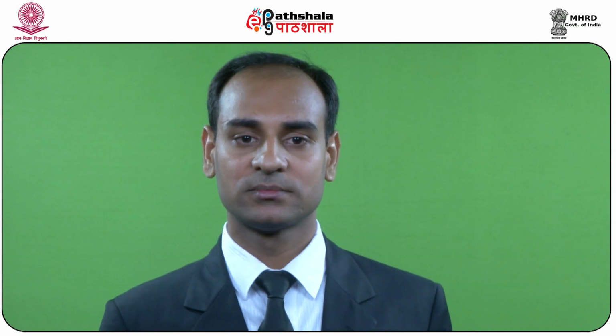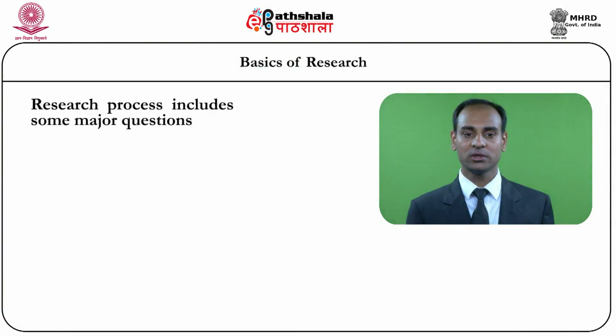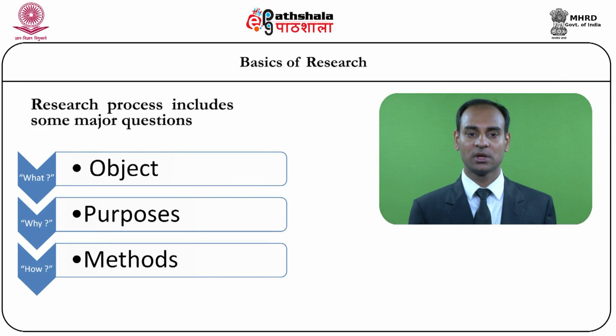The research process includes some major questions like what to search, why to search, and how to search. The term what denotes the object of research, why denotes the purposes thereof, and third, how stands for the methods used for the research.